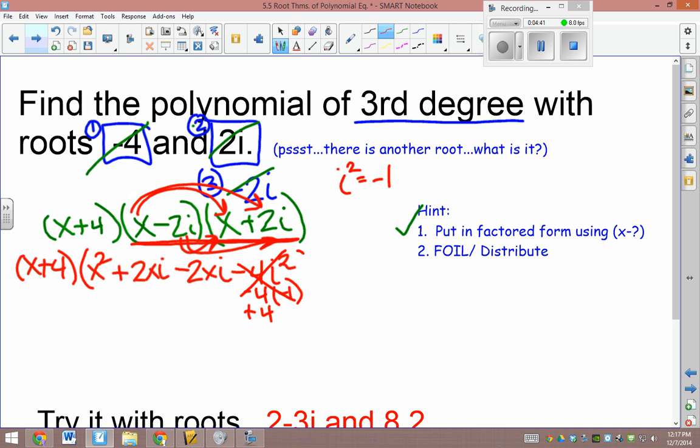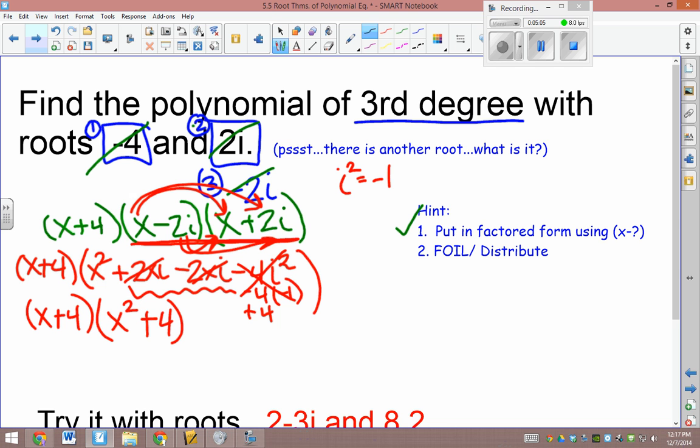Also, I want to simplify before I FOIL in the next step. I'm looking at the middle 2 terms here. Those are like terms because they both have an xi in them, and those are opposites, so they're going to cancel out. So let me rewrite here. I've got x plus 4, and then now this, what was a complicated set of parentheses, is very simple. It's just x squared plus 4, because that's all that's left.